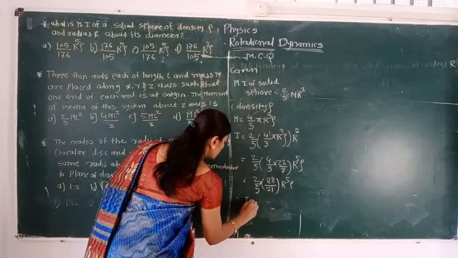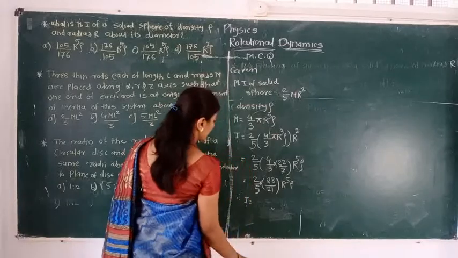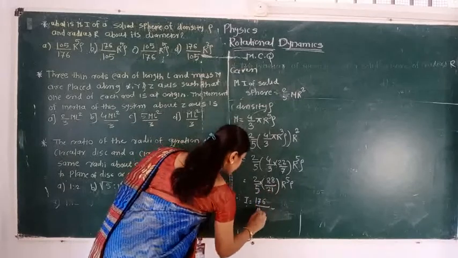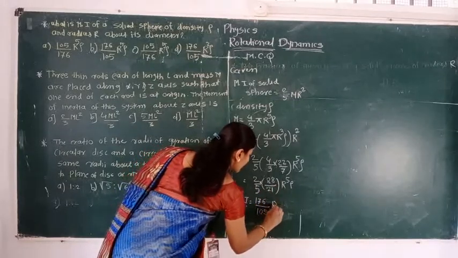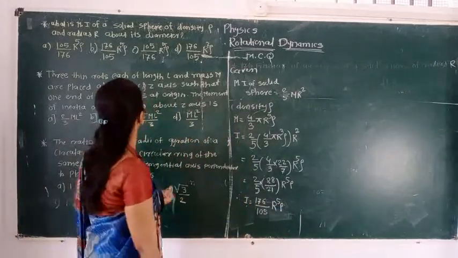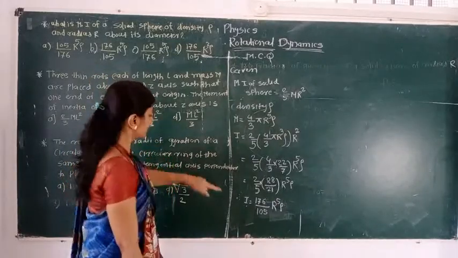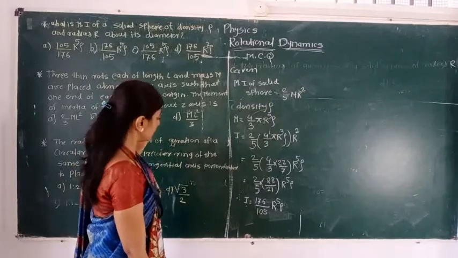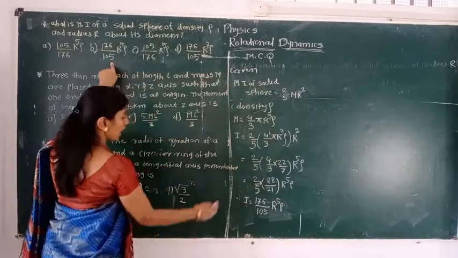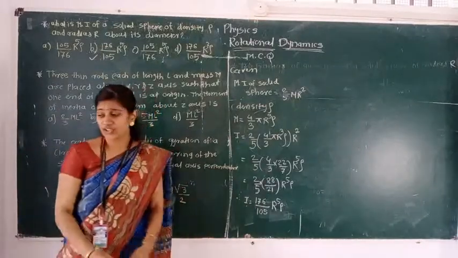So finally the moment of inertia of a solid sphere about its diameter, here we are getting this value by simple multiplication: 176 divided by 105 into r raised to 5 into rho. So this is the value of the moment of inertia of a solid sphere having density rho and radius r about its diameter.